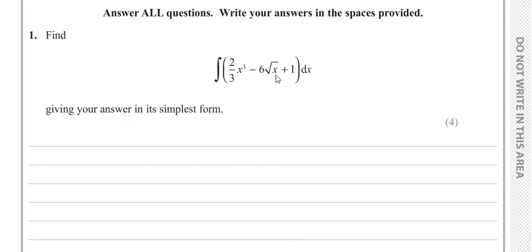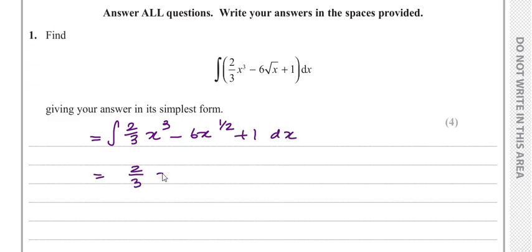Find the integral of this. First and foremost, we should check whether the expression is written in an integrable format. Otherwise, we need to change it. So let's write this as the integral of 2/3 x to the power of 3 minus 6 x to the power of half plus 1 dx. Integrating this, we get 2/3 x to the power of 4 over 4 minus 6 x to the power of half plus 1, which is 3 over 2. And then I need to divide this by 3 over 2, which is equivalent to multiplying by 2 over 3 by flipping the denominator, plus x.